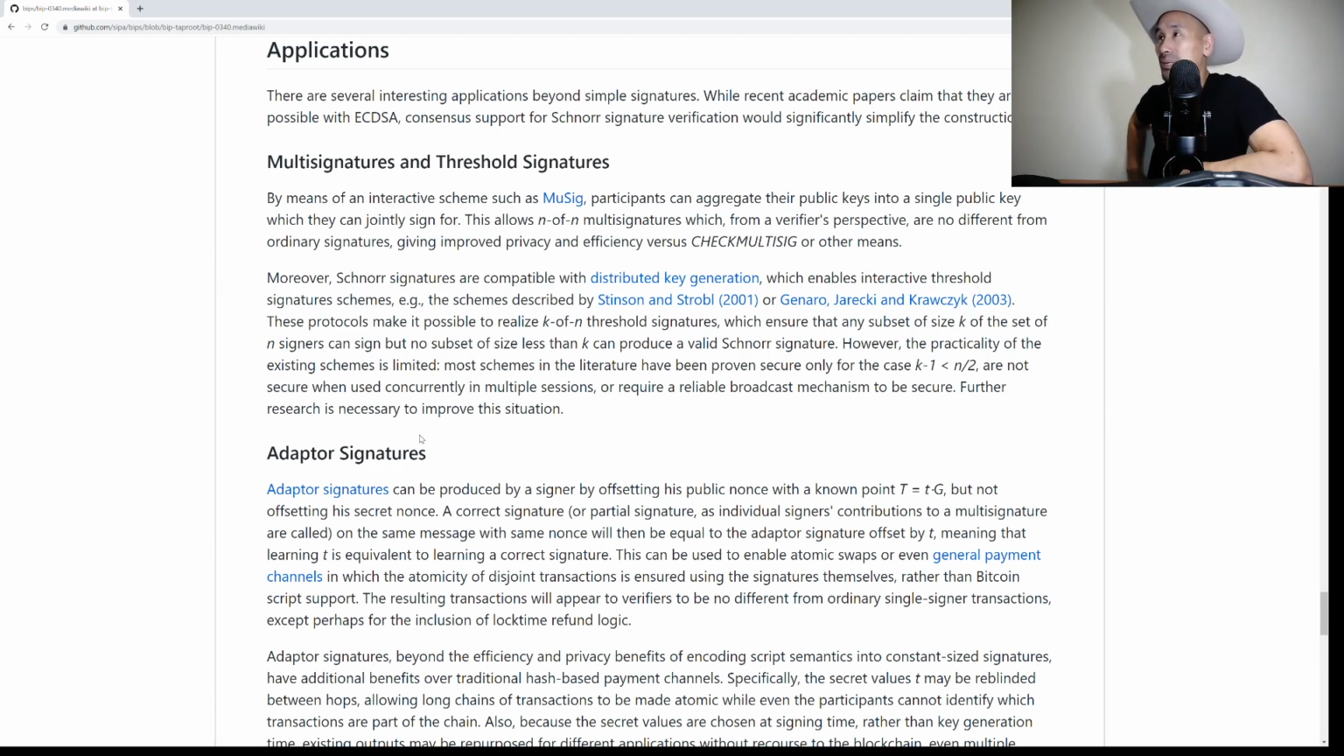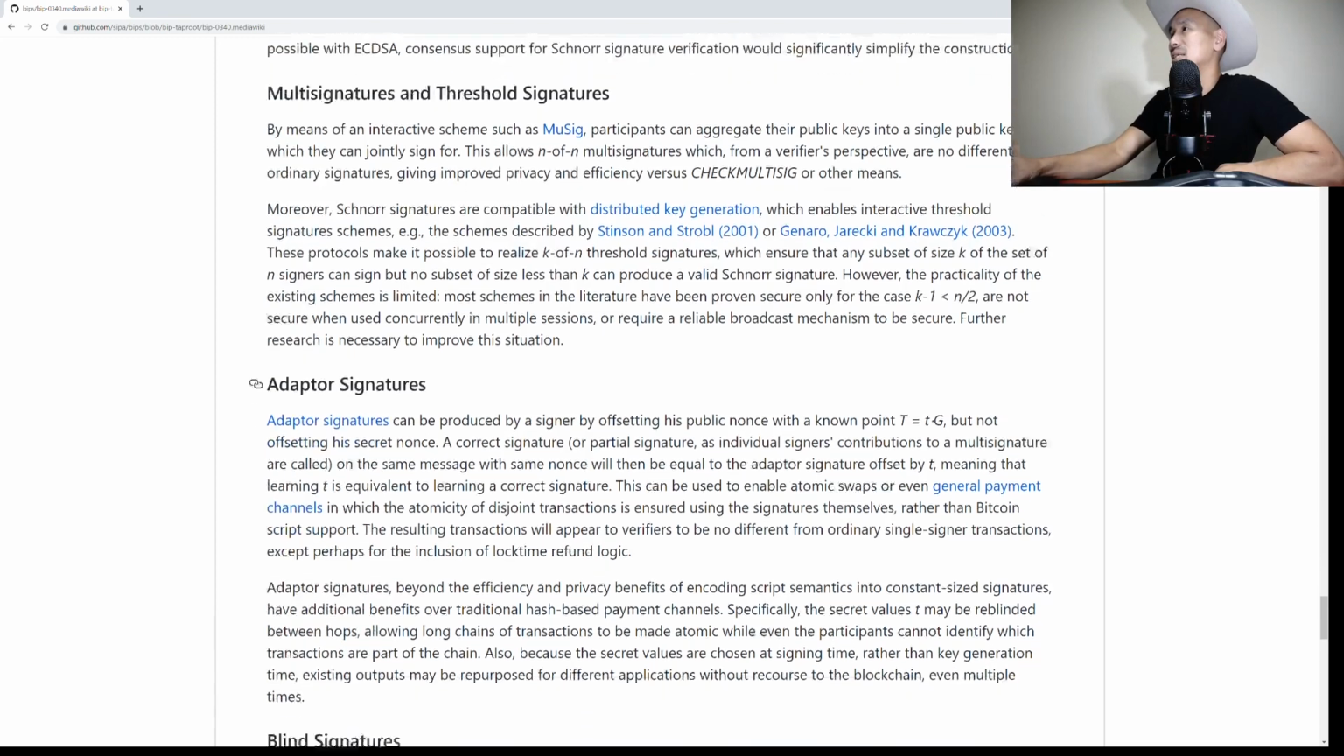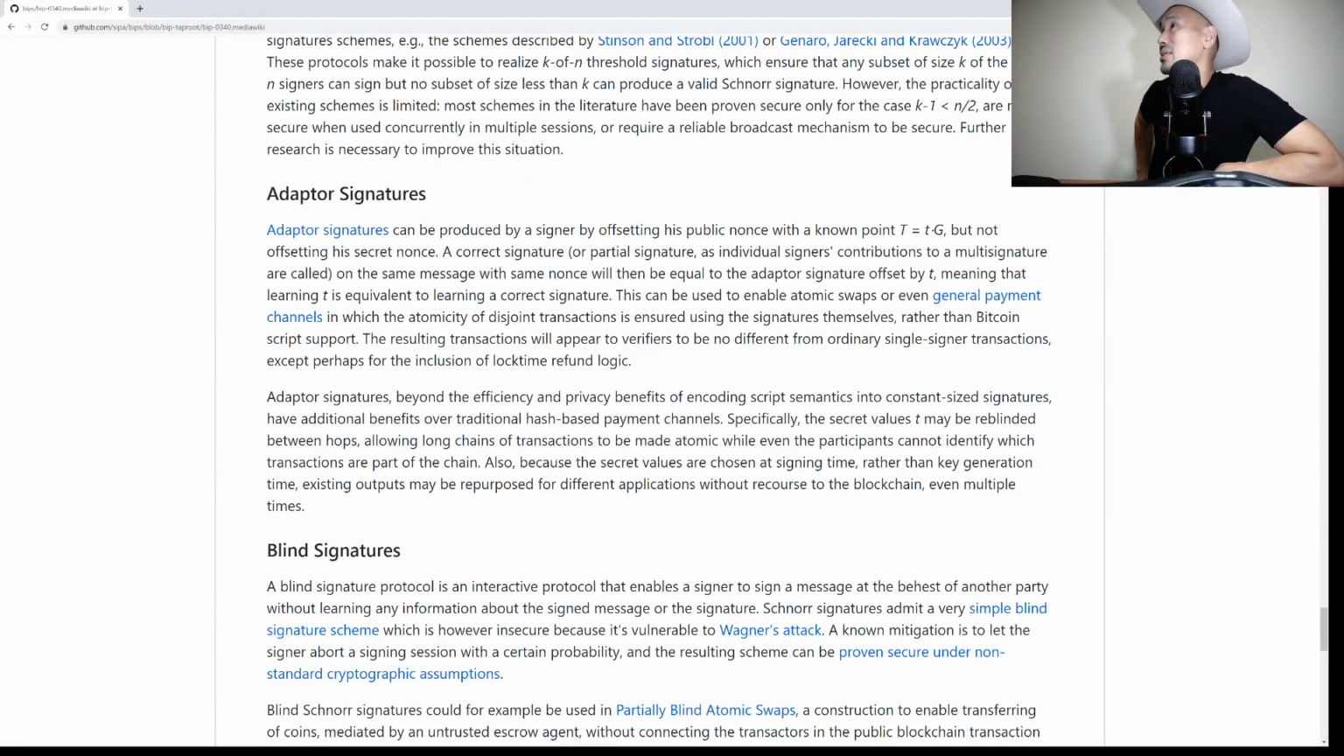Adapter signatures can be produced by a signer by offsetting his public nonce with a known point T equals t times G, but not offsetting his secret nonce. The correct signature or partial signature, as individual signers' contributions to a multi-sig are called, on the same message with the same nonce will then equal the adapter signature offset by t, meaning that learning t is equivalent to learning the correct signature. This can be used to enable atomic swaps or even generate payment channels in which the atomicity of joint transactions is ensured using the signatures themselves rather than Bitcoin script support.